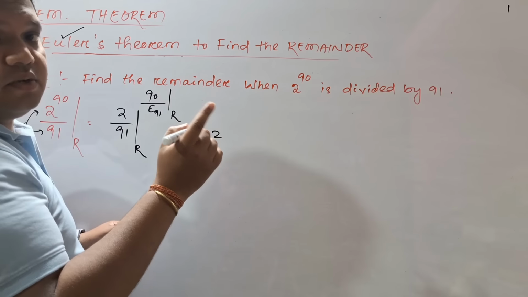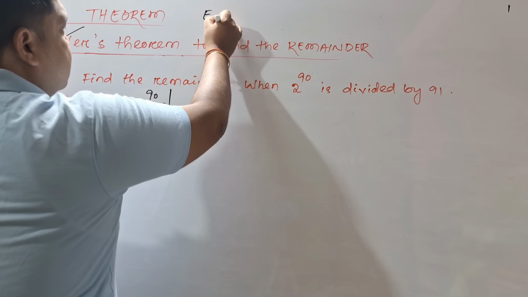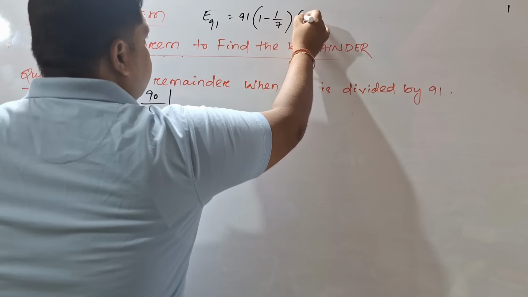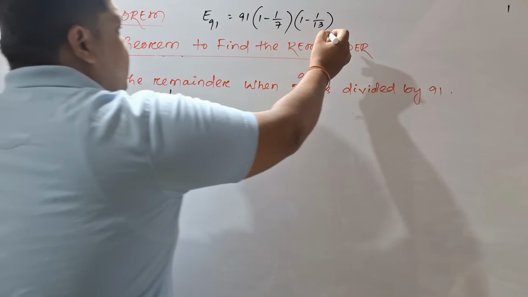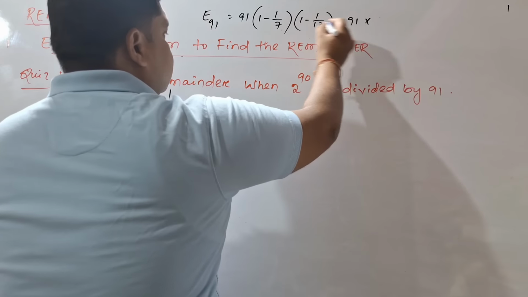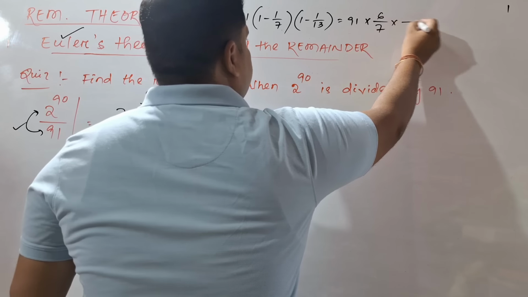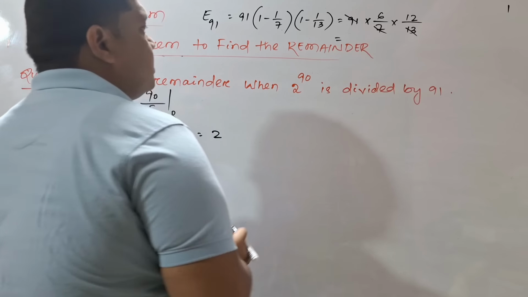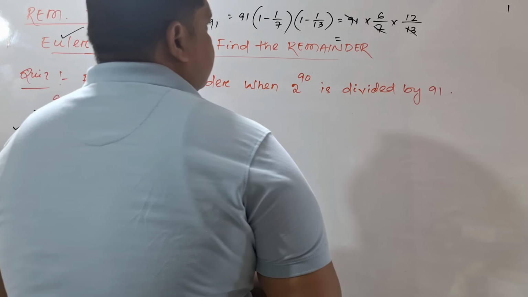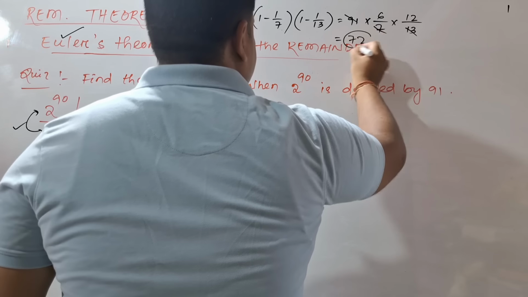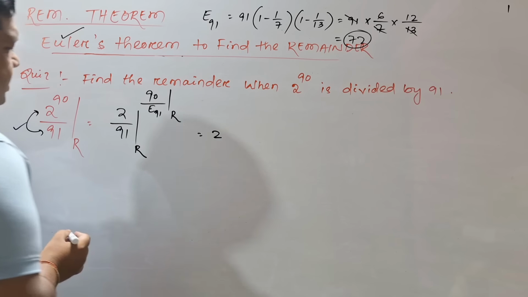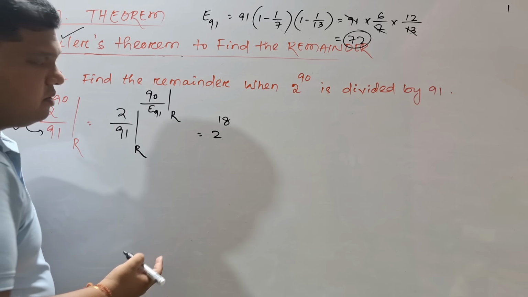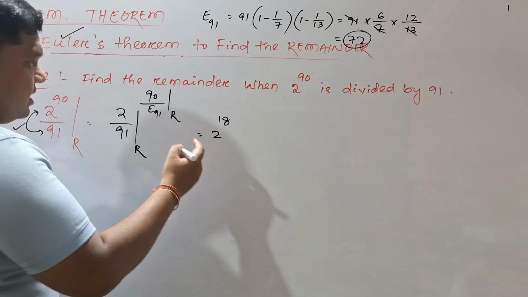91 can be written as 13 into 7. So Euler's number of 91 is equal to 91 whole into 1 minus 1 by 7 whole into 1 minus 1 by 13. So here it is 91 into, LCM here is 7, 7 minus 1 is 6, and here LCM is 13, 13 minus 1 is 12. This gets cancelled. 12 into 6 is how much? 72. Euler's number is 72. So here this is 2, 90 by 72. 90 when it is divided by 72, 72 into 1 is 72. So remainder is 18.